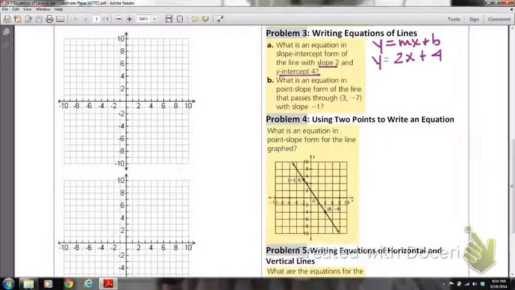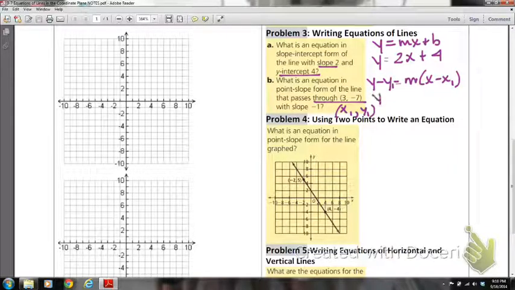In problem B, what's the equation in point slope form of the line that passes through the point (3, negative 7) with a slope of negative 1? So write your point slope form of a line: y minus y1 is equal to m times x minus x sub 1. It passes through the point (3, negative 7), that is your x sub 1, y sub 1 point that goes into your equation.